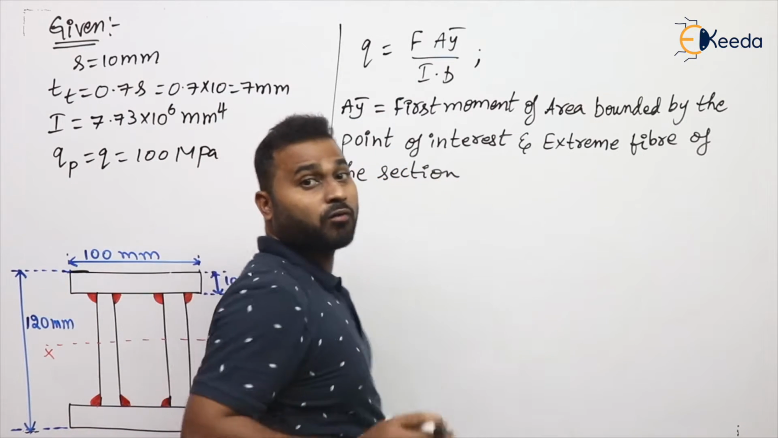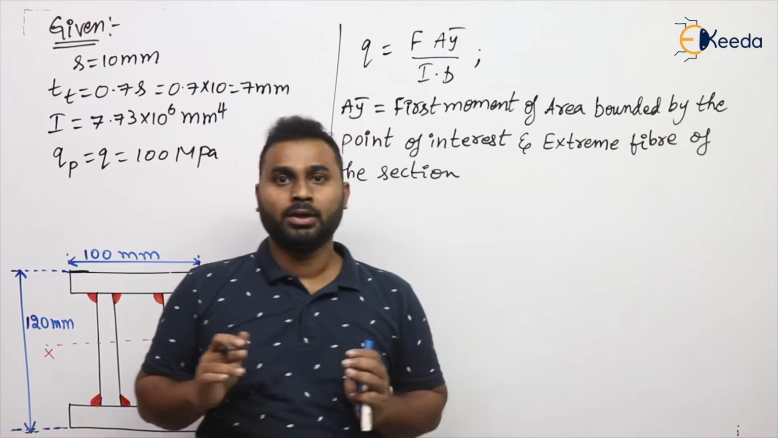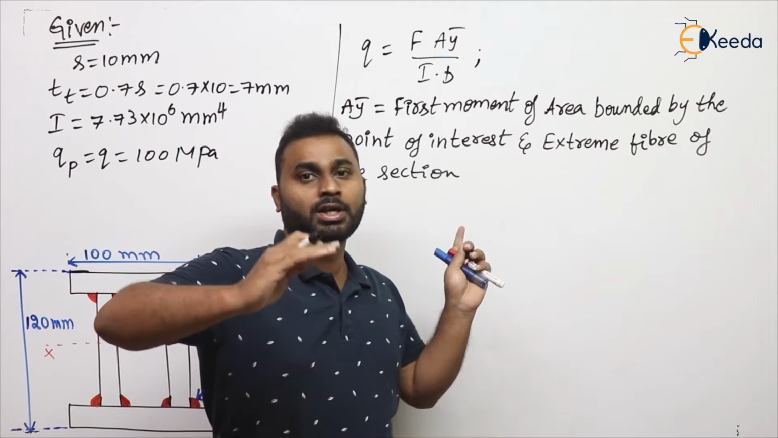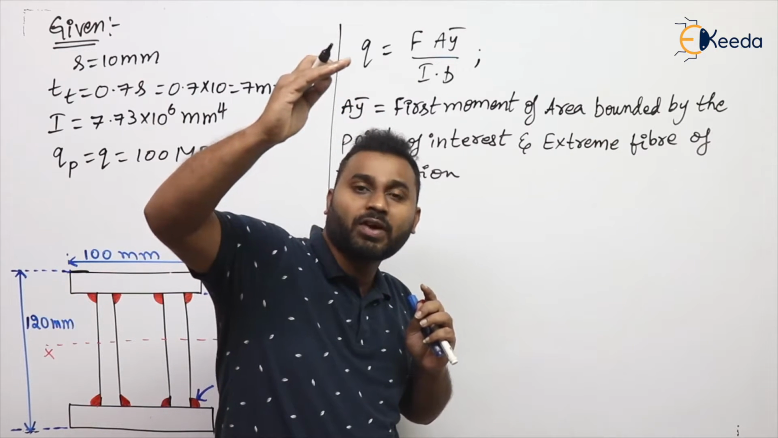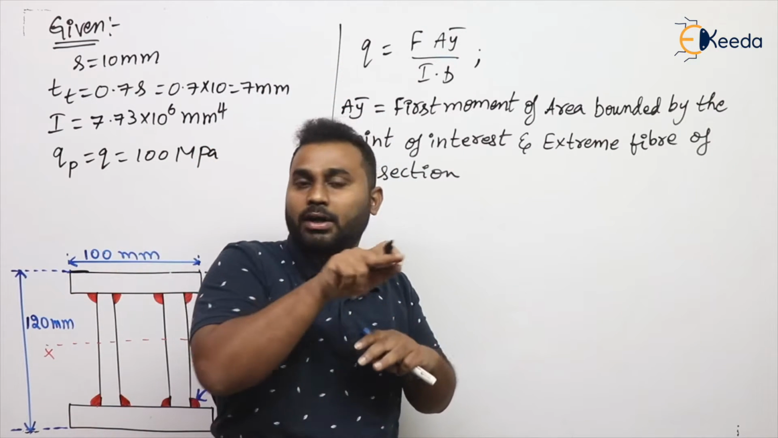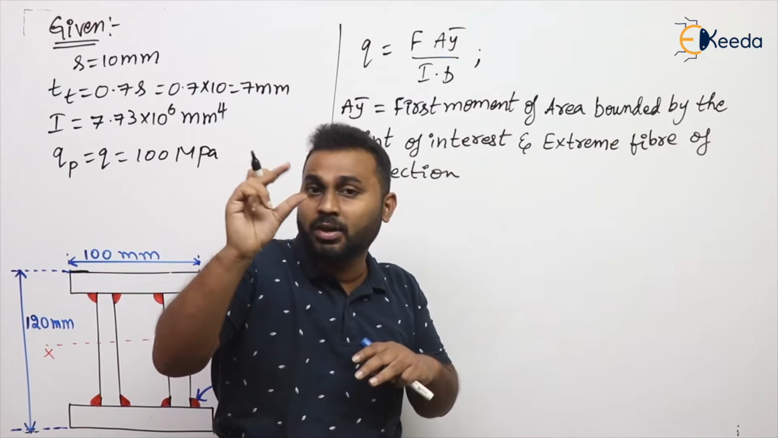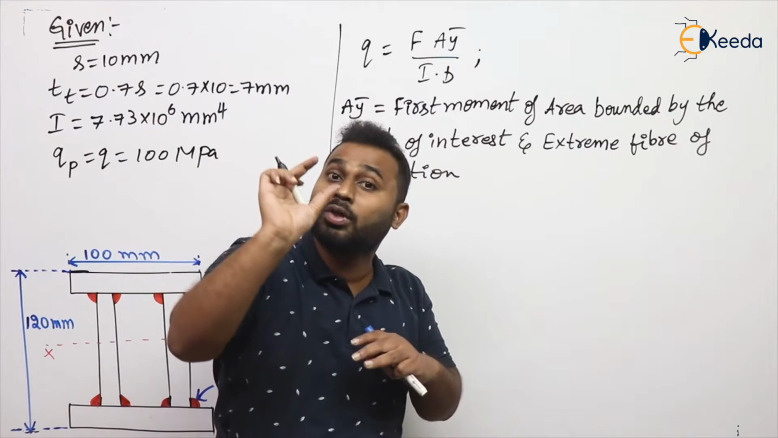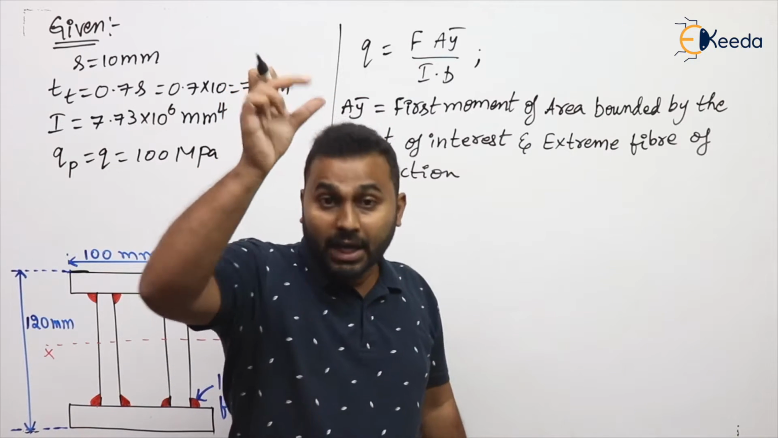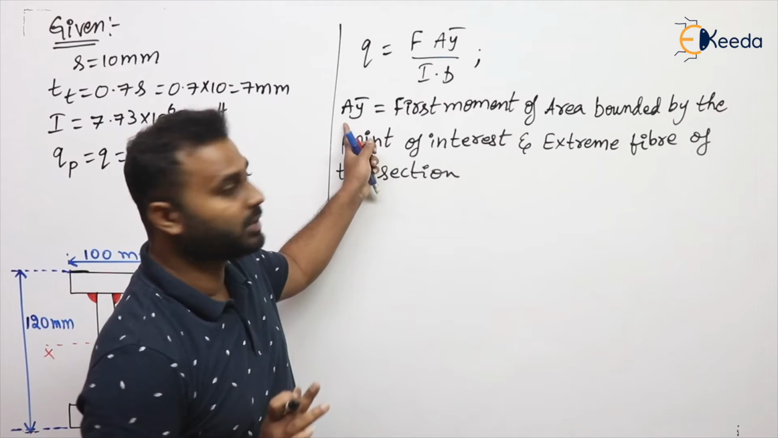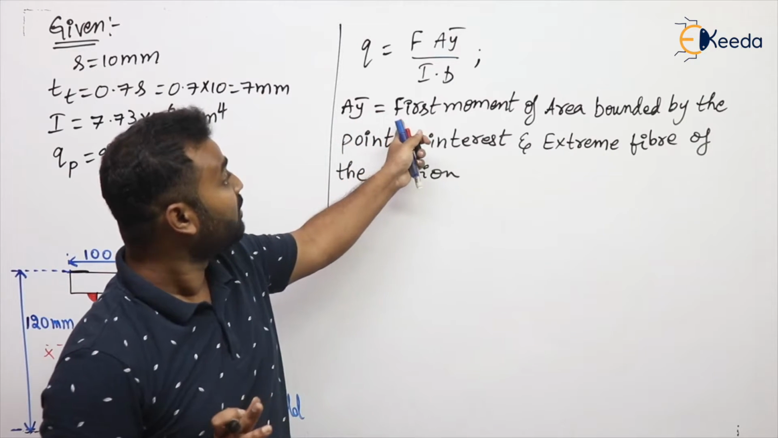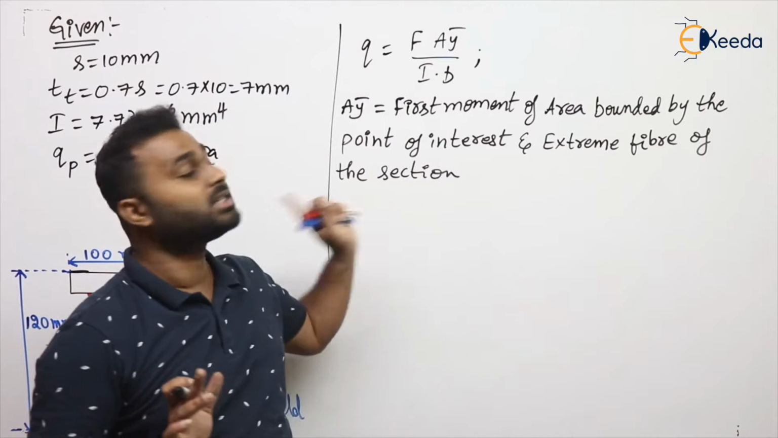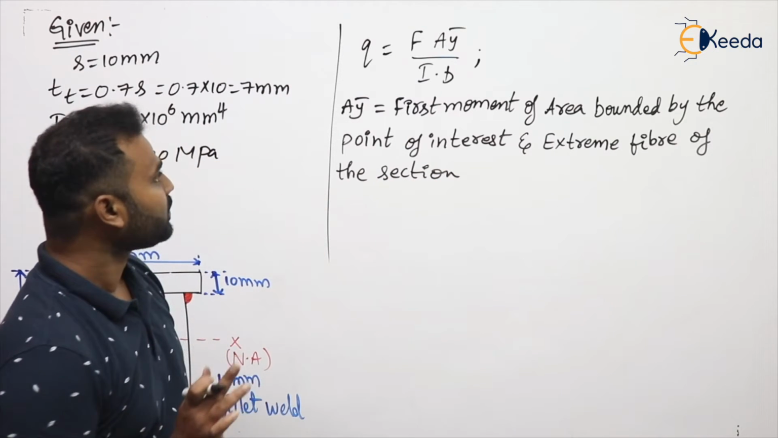It means at what point in the cross section shear stress is required. So that is the point of interest. From that point to the extreme fiber, whatever area is present between the point at which shear stress is required and the extreme fiber of the cross section, the moment is to be taken for that area about the neutral axis. That is the meaning of A y bar. Once more: first moment of area bounded by the point of interest and extreme fiber of the section. Is that clear? That is what A y bar is.